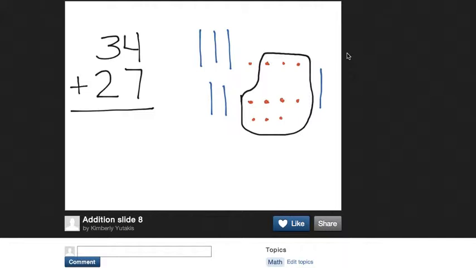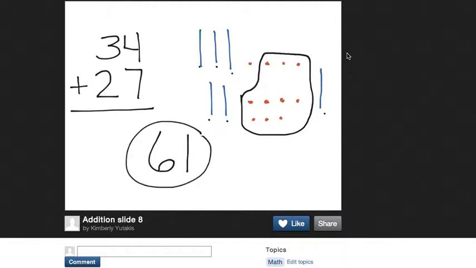Now I'm going to do the same as before. I'm going to count up my longs. So I have 1, 2, 3, 4, 5, 6. And I have 1 cube left. So the sum of our problem is 61.